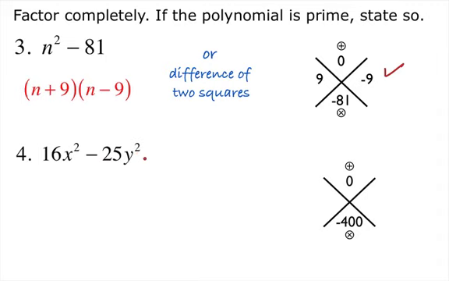The middle term is also 0. You can rewrite this as 16x squared plus 0xy minus 25y squared, which is equivalent to what you see here. That's where I get this 0. You know where the negative 400 comes from: 16 times negative 25. Two numbers that satisfy that are 20 and negative 20.